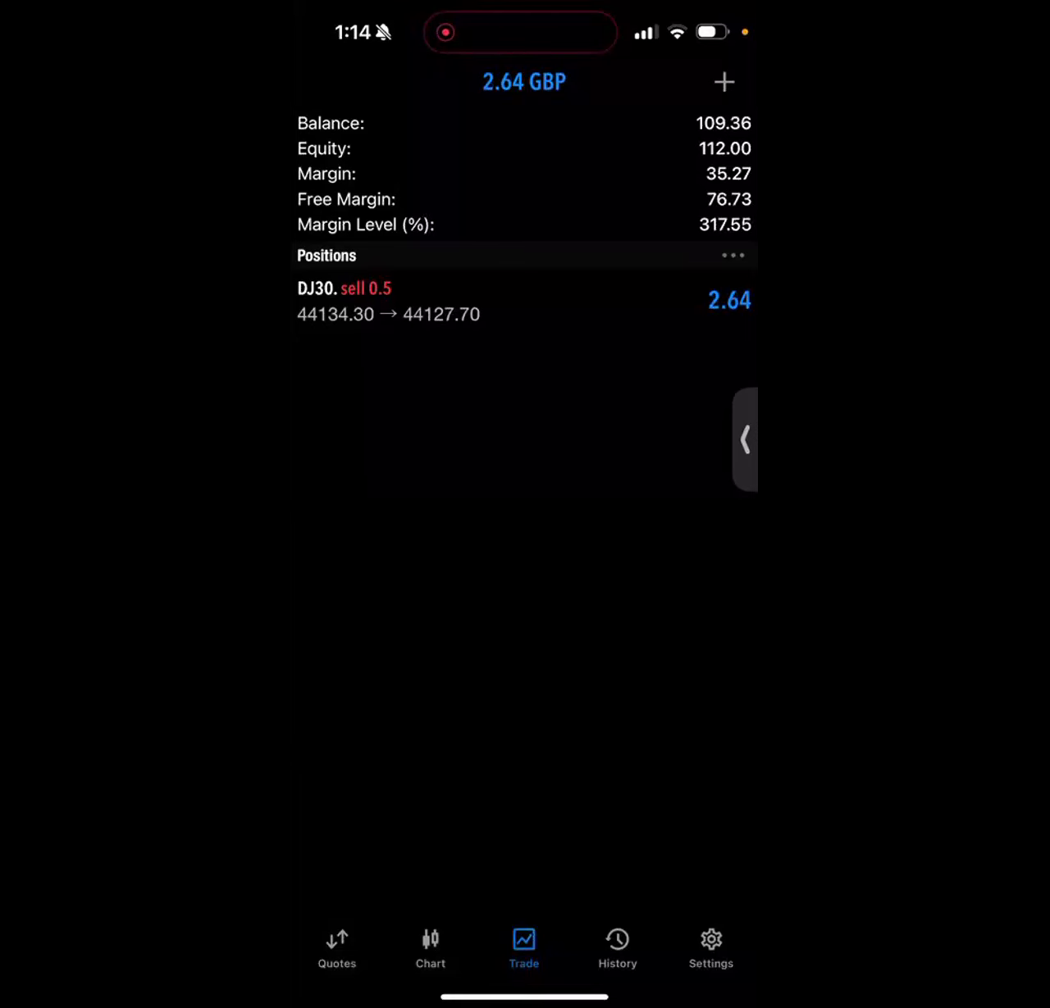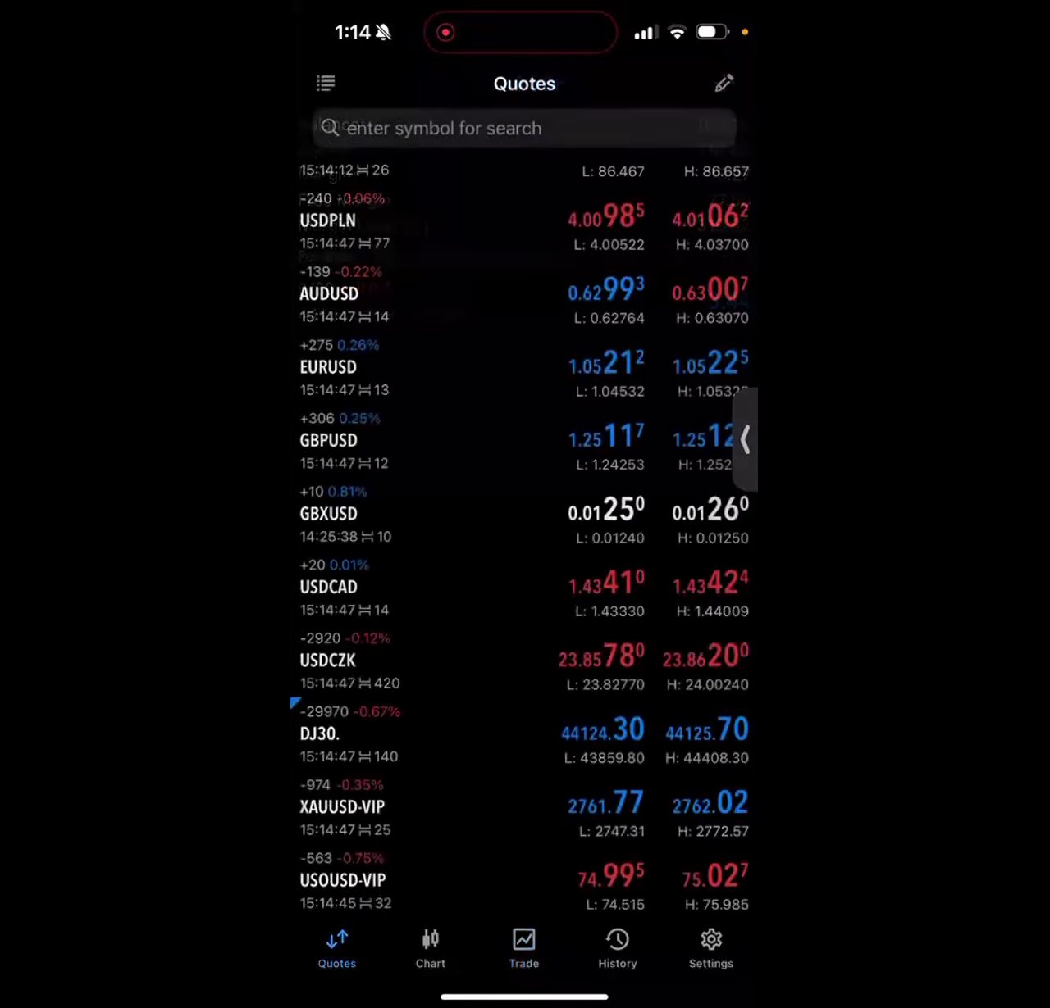But this is an indices pair, so it moves completely different from normal forex pairs. That's why, if you notice, Hafoch mostly trades standard lot 5 when he's trading, because it moves differently. It's not like gold, right?